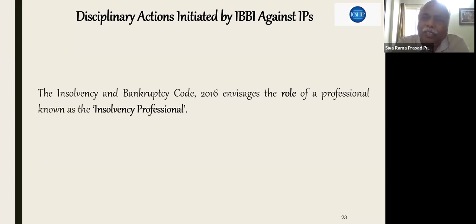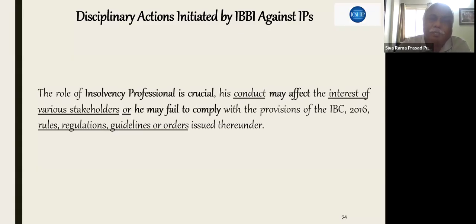The Insolvency and Bankruptcy Code envisages the role of the profession known as the insolvency profession. The role of the insolvency professional is a crucial one. His conduct may affect the interest of various stakeholders. If I am doing wrong, the creditors, operational creditors, class of creditors, financial creditors, workers, employees, and all people in that particular system, the CIRP system, the stakeholders, some problem will be there. He may fail to comply with the provisions of the IBC, rules, regulations, guidelines, or orders issued under it. So once I make a mistake, it is not restricted to me. It affects all the people.